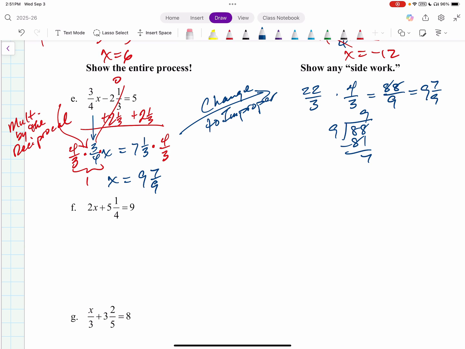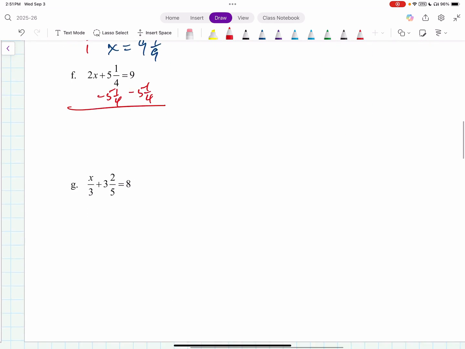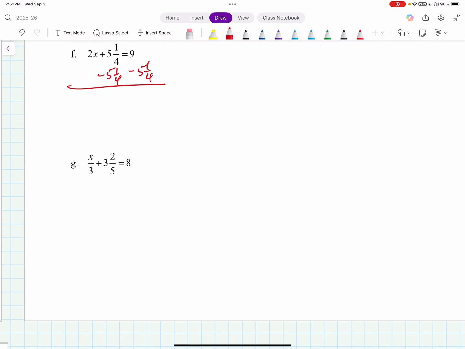All right. As we go, all three of these examples here deal with the same thing. You just add the opposite first. So here I see 2x plus 5 1/4. So here I subtract 5 1/4 on both sides. Or you can think, add in a negative 5 1/4. That's the same thing. Okay, and now these cancel, and what do we get?